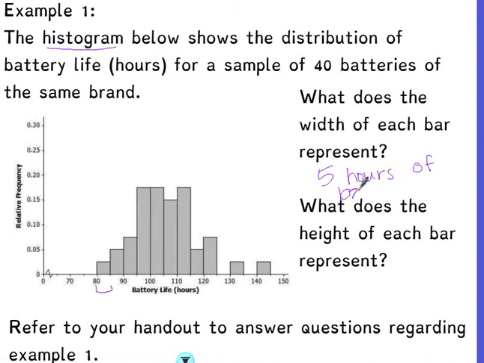So when we look at the height, though, we can see that on the left-hand side we've got a relative frequency. The relative frequency pretty much means that this is the percentage of the 40 batteries that fall within this category. For example, if I took a look at this bar right here, I can see that approximately 5% of my batteries, so 5% of these 40 batteries that were in my sample, will last anywhere between 85 and 90 hours.